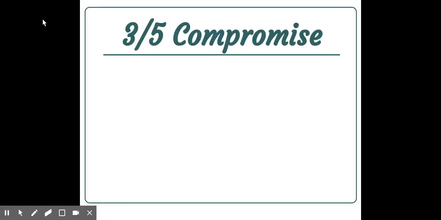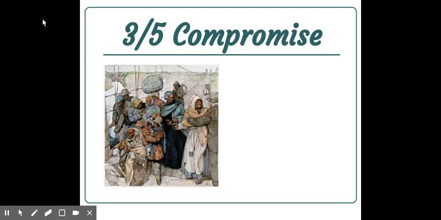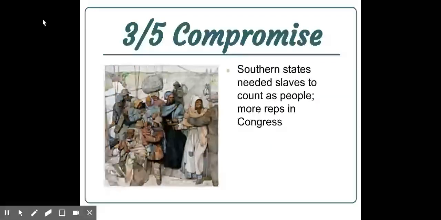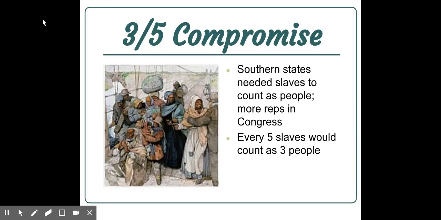There was also the Three-Fifths Compromise, and to gain more representation in Congress, the southern states needed slaves to be counted as people, basically. So what the compromise was basically for every 5 slaves, they would count as 3 people, and we talked about this before.